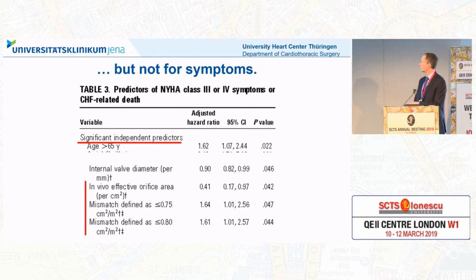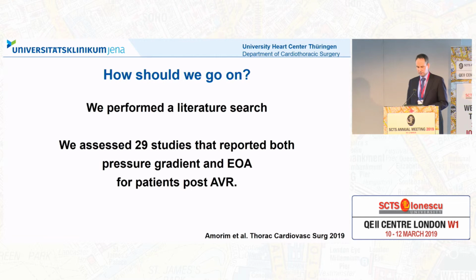But maybe it is for symptoms. So he looked at New York Heart Association class 3 or 4. And he finds significant independent predictors in vivo effective orifice area here. And you can see they're just significant. So symptoms, okay, but not mortality. Maybe it's not big enough. So we'll see. So how should we go on now? I mean, it's a big mess.